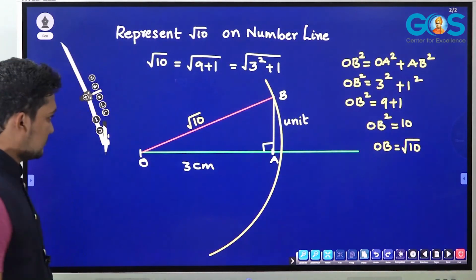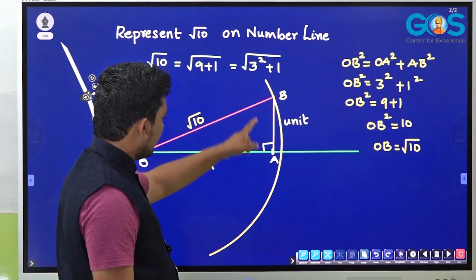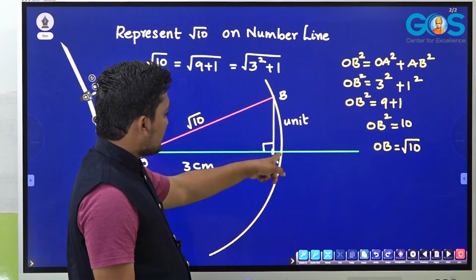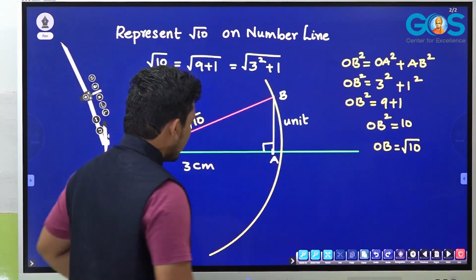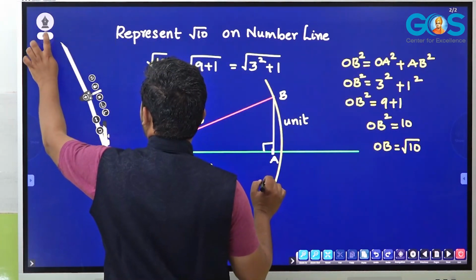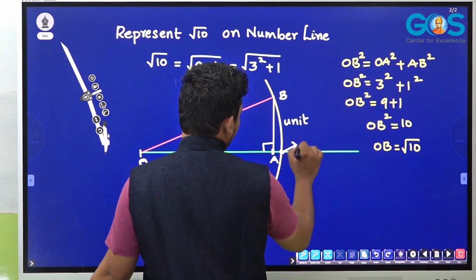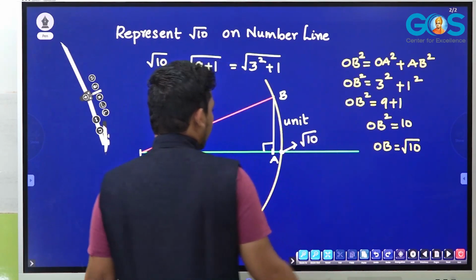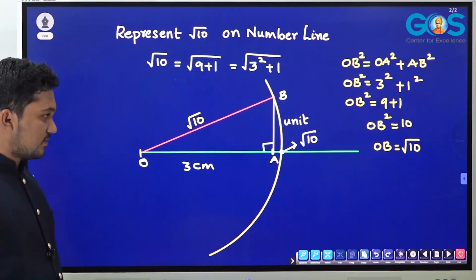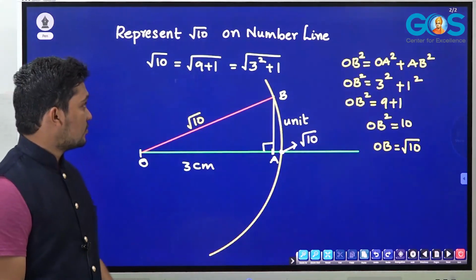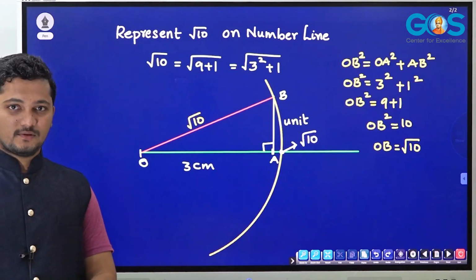Draw an arc. Then wherever this arc exactly meets the number line, that point indicates the value of root 10. Okay children, like this you should represent an irrational number on the number line. Okay, thank you.